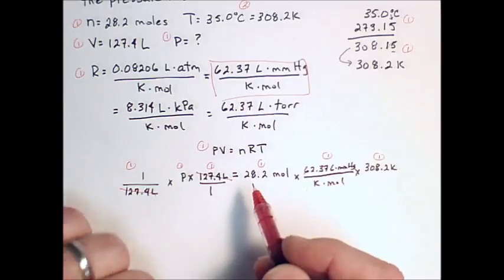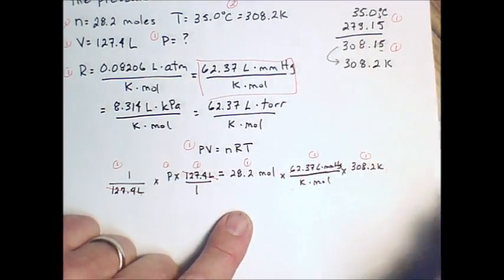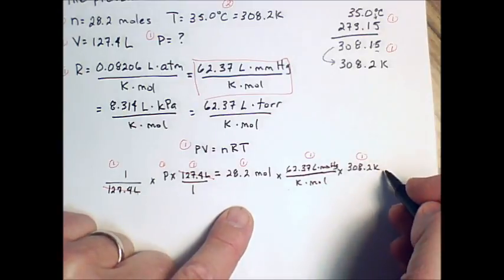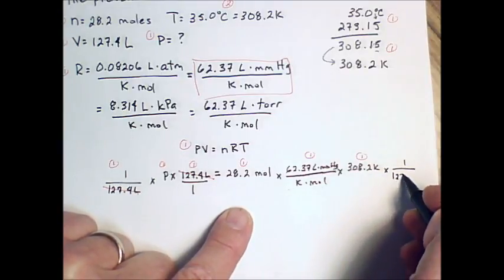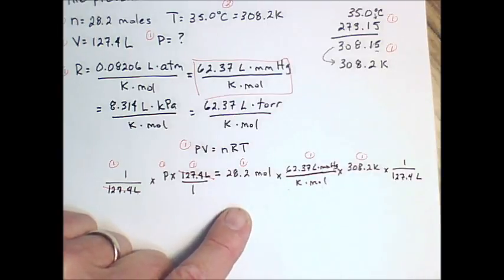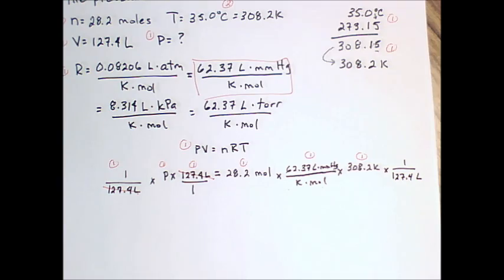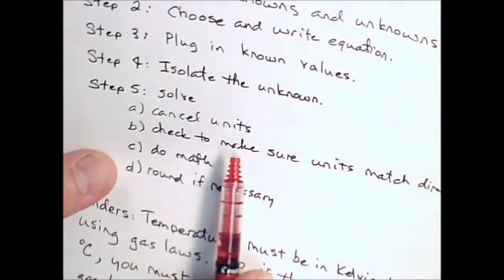Now, over on this side, if we did something to this side that's new, we also have to do it to this side. So I have to multiply by the reciprocal over here. 1 over 127.4 liters. And we're now at the problem-solving step where we want to cancel units. We're ready to solve.